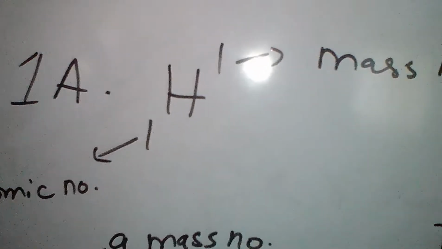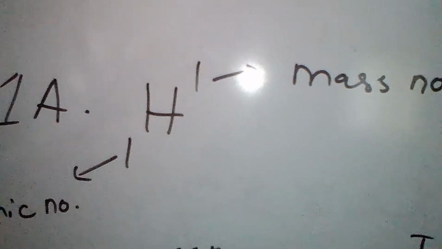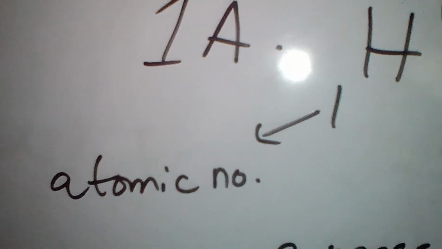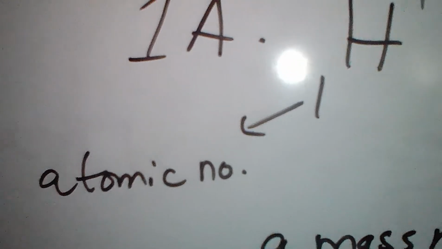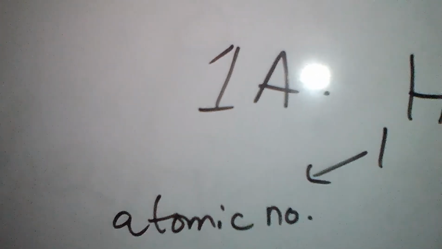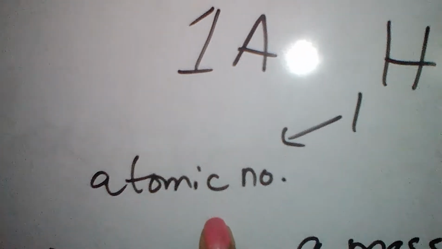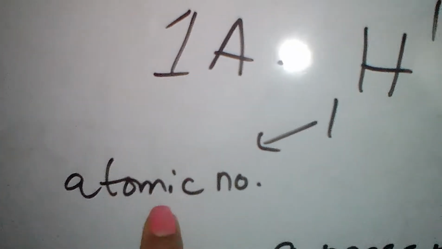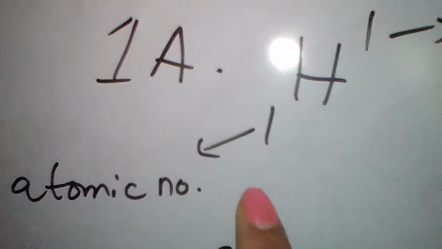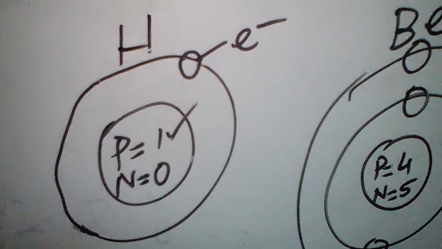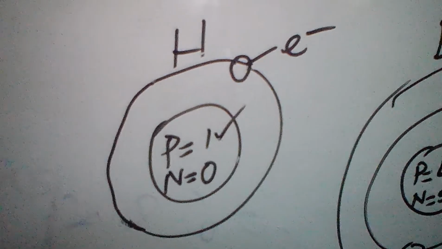So, we should keep it in mind that the atomic number, which is 1, determines the chemical composition of the element. We'll fix as many electrons as the atomic number. As we know that the atomic number of hydrogen is 1, we'll have to arrange 1 electron in the structure of the hydrogen atom.